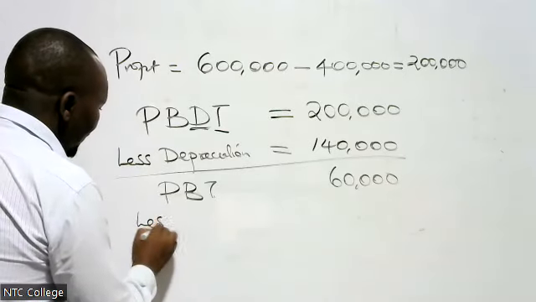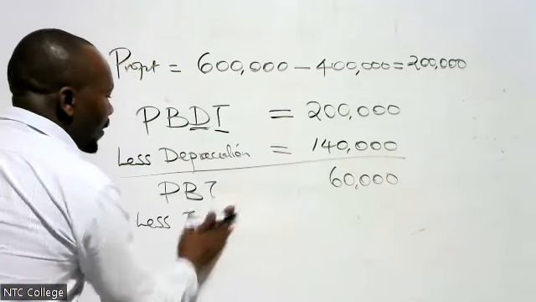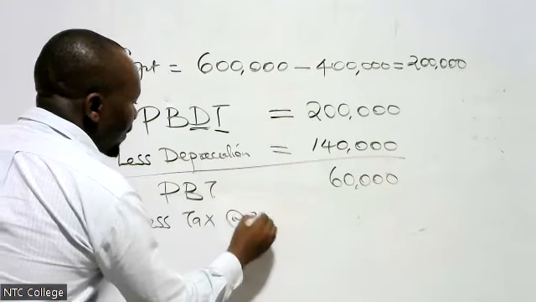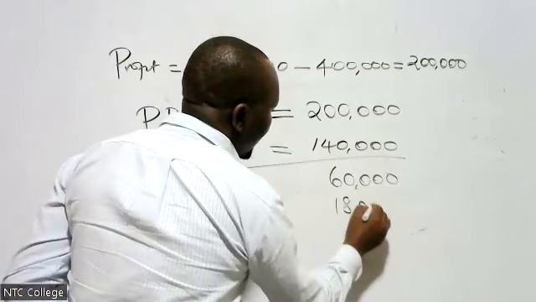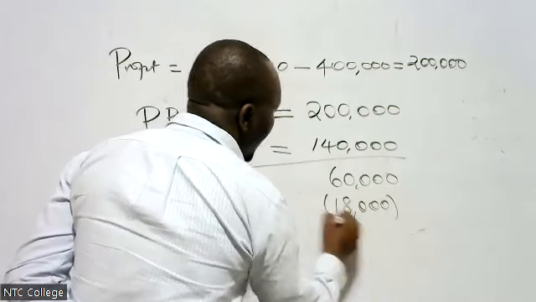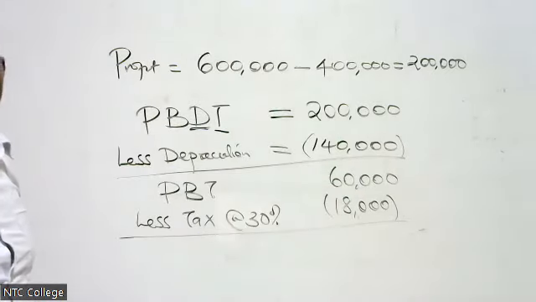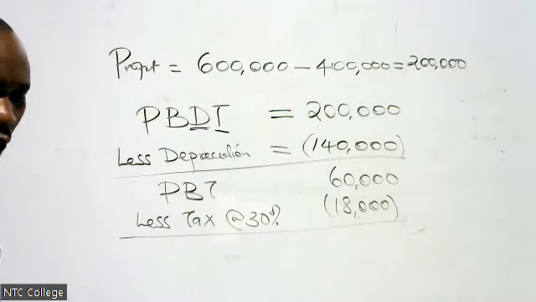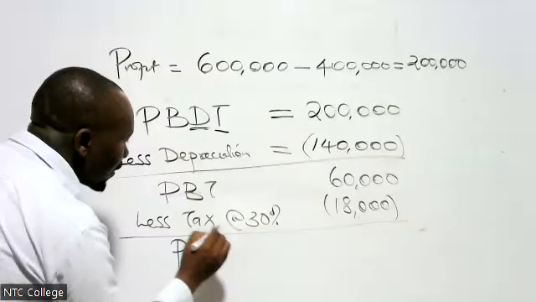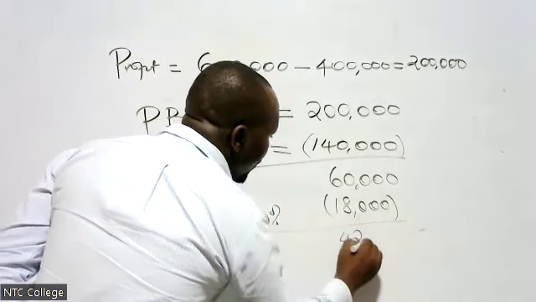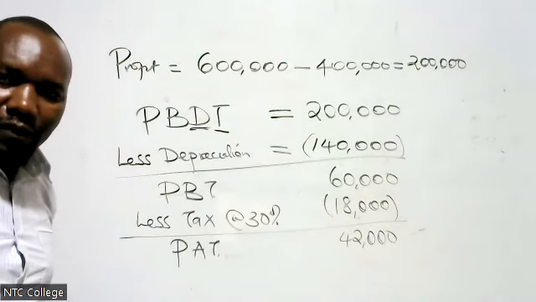Then we say less tax at 30%. So 30% of this amount is 18, right? Eighteen. Now we are saying that our profit after tax, which is profit after removing tax, is actually 42,000. Are we together up to there?